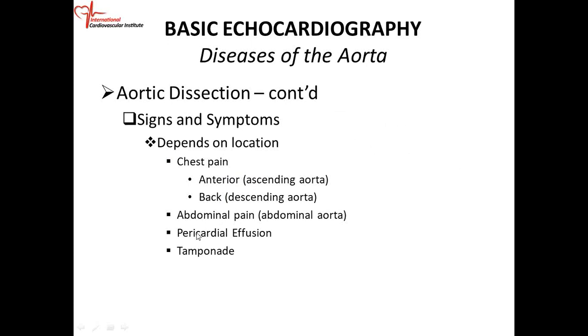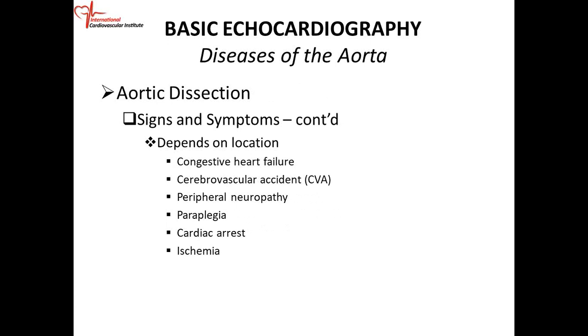When you do your echo, if it's the ascending aorta or the aortic root, you can get pericardial effusion. Okay, because if you have dissection which goes way down into the aorta, that is ascending aorta, the aortic root, you can get pericardial effusion, and some of these patients will present with tamponade and death. So this is a surgical emergency.